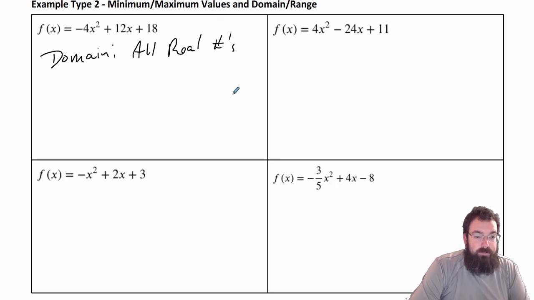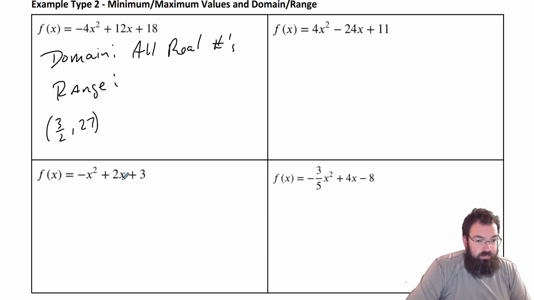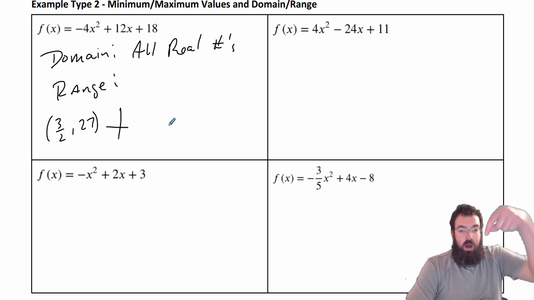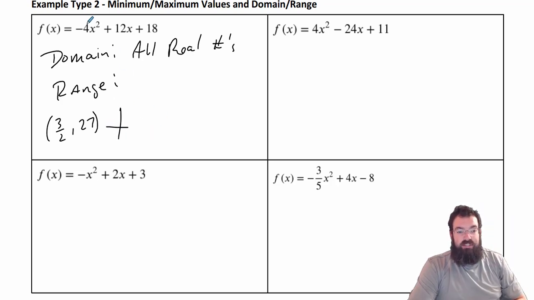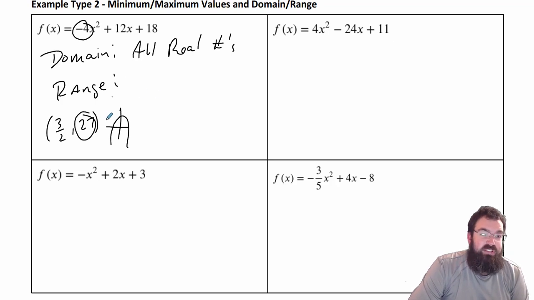All real numbers. Okay? The range uses the y value of the vertex. So remember, the vertex here was 3, 27. This graph, did it go up or down? Because A is negative, it went down, right? So it's actually like this. So this 27 is going to factor into my range like this. Because 27 is the biggest number, it's going to go from negative infinity to 27.